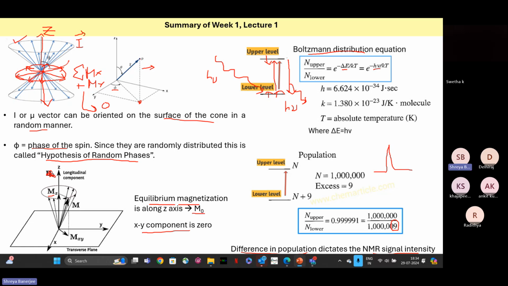So I'll repeat this once again. Because the xy components can be oriented in any direction in this plane, if you take the summation, they will all cancel out. But for the z component, which can come out to be in the upper or lower direction, there is a small difference in population. And because of this, there is a net z component. And so the net magnetization in the absence of any external magnetic field is lying in the z direction.